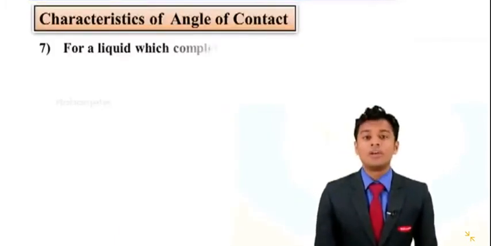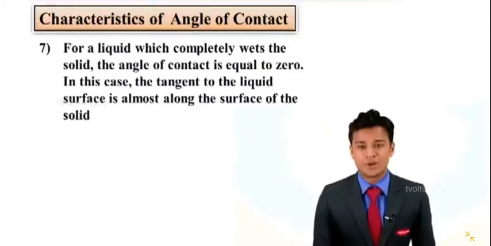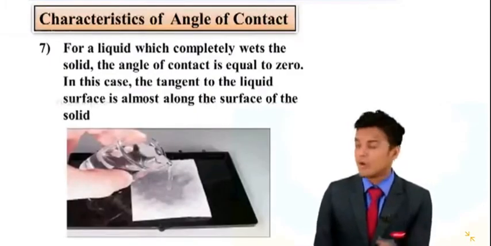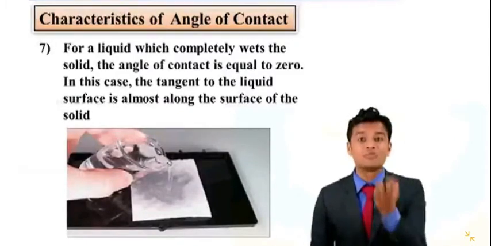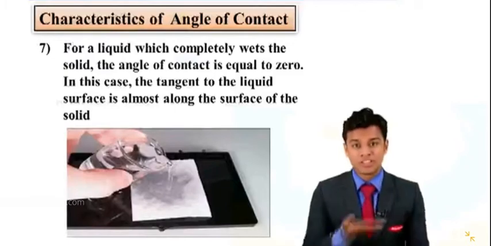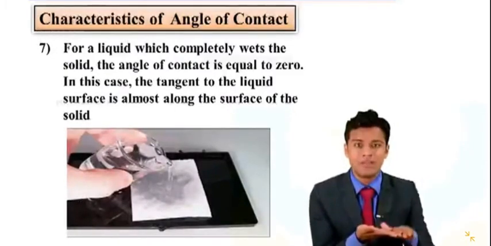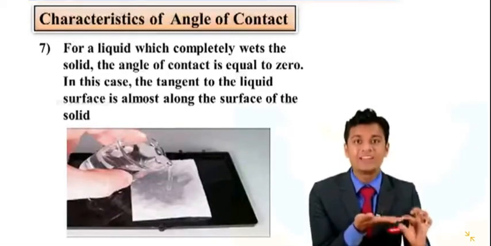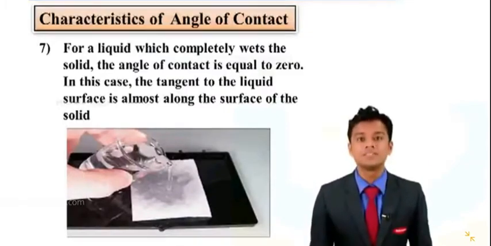The last characteristic is that for a liquid which completely wets the solid, the angle of contact is equal to 0. Now this is the case when you talk about a tissue paper, and if you pour some water on it, the water will be absorbed by the tissue paper. So if this is your tissue paper and water is absorbed, that means the water is at the same level. This time if I try to draw the tangent, the tangent and the solid surface will have no angle between them. That is, the angle is 0.